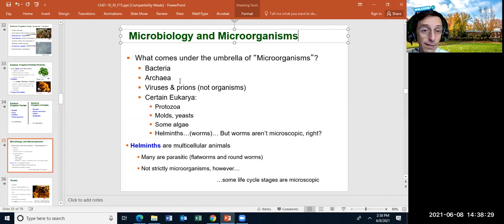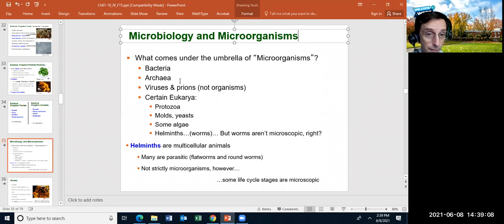microscopic. Another reason why microbiologists study the helminths is they study organisms which cause disease. And the helminths cause disease in humans. So the microbiologists study them. Anyways, the helminths, some of their life cycle, they are microscopic. So they are considered microorganisms. And they do fall under microbiology.